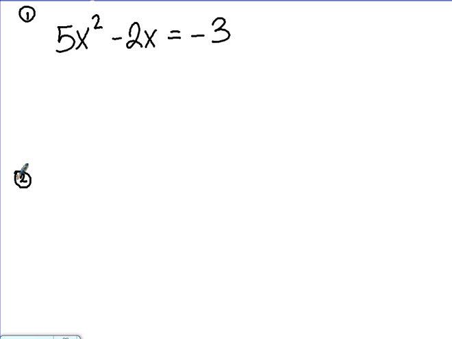I'm going to write 2 more examples. I want you to go ahead and solve both of these on your own, and we will check them in class. The first is 5x squared minus 2x equals negative 3. And the second one is 5x squared minus x plus 3 equals 0. Go ahead and solve both of those, and we will check them in class.